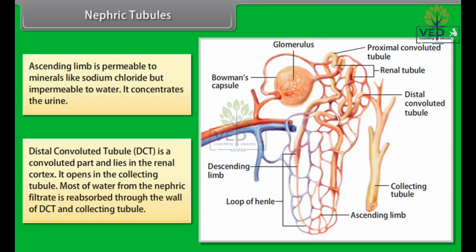Distal convoluted tubule, DCT, is a convoluted part and lies in the renal cortex. It opens in the collecting tubule. Most of the water from the nephric filtrate is reabsorbed through the wall of DCT and collecting tubule.